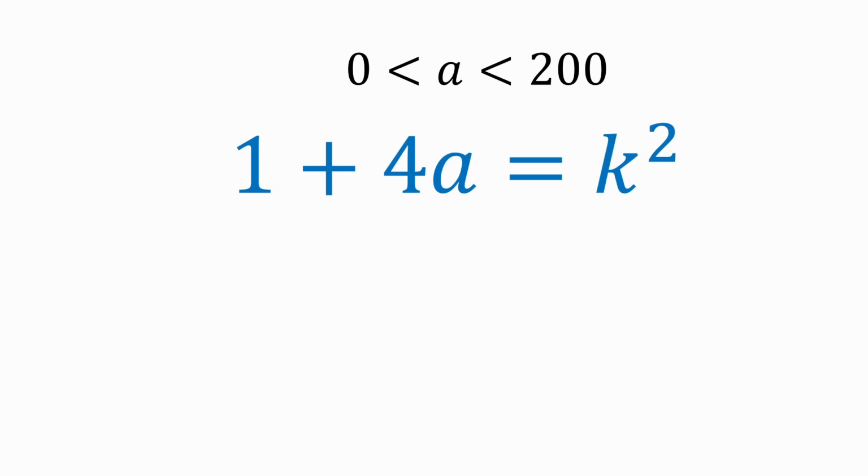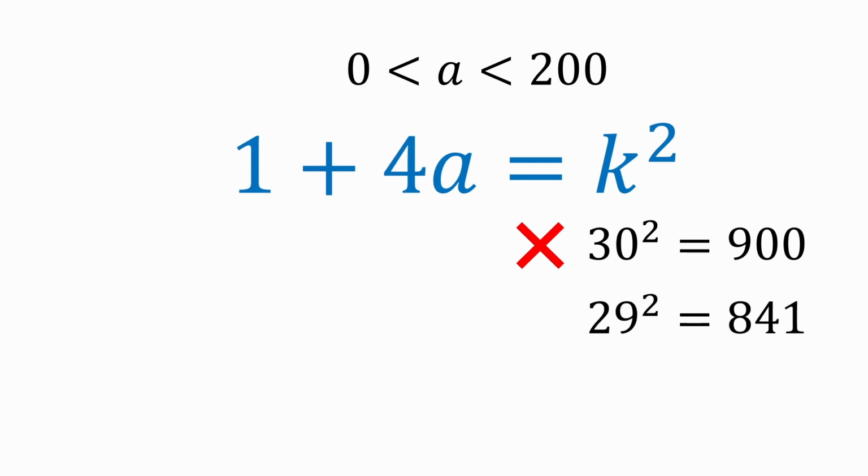If a is 200, then we're looking for a perfect square around 800. 30 squared is 900, but that's too high. So let's try 29 squared. That's 841, also too high. How about 28 squared? 784? Yeah, that's a good starting point.